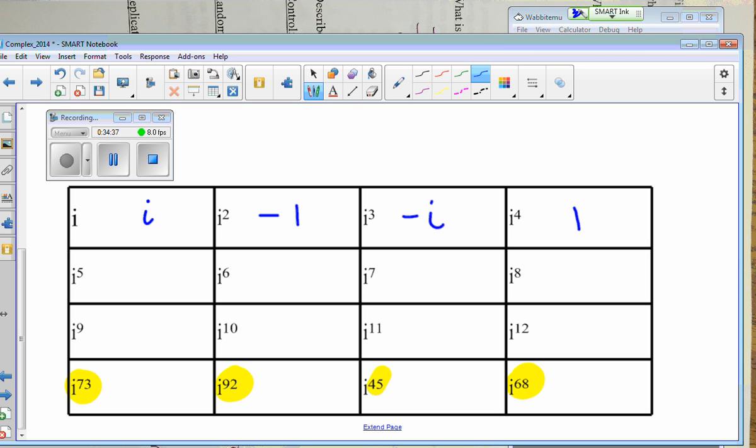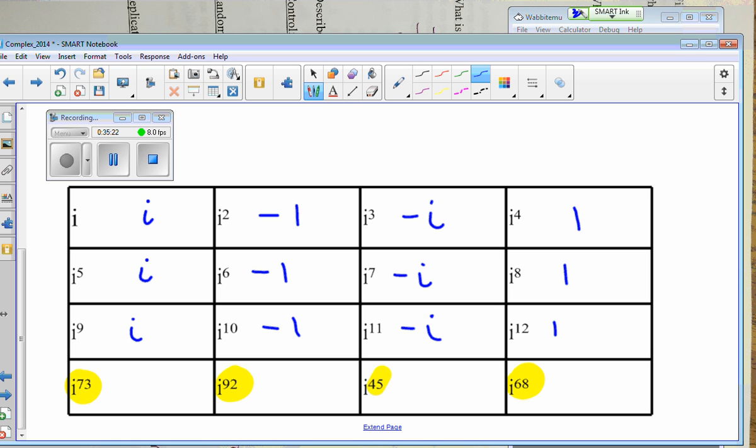Well, guess what? Try i to the 5th for me. You're going to notice something. What's i to the 5th? i. That's not a coincidence. The pattern starts again. i to the 6th is going to be negative 1. i to the 7th is going to be negative i. i to the 8th is going to be 1. And it's going to go again in the same pattern. i to the 9th is going to be i, negative 1, negative i, 1. Those four answers repeat over and over and over again.